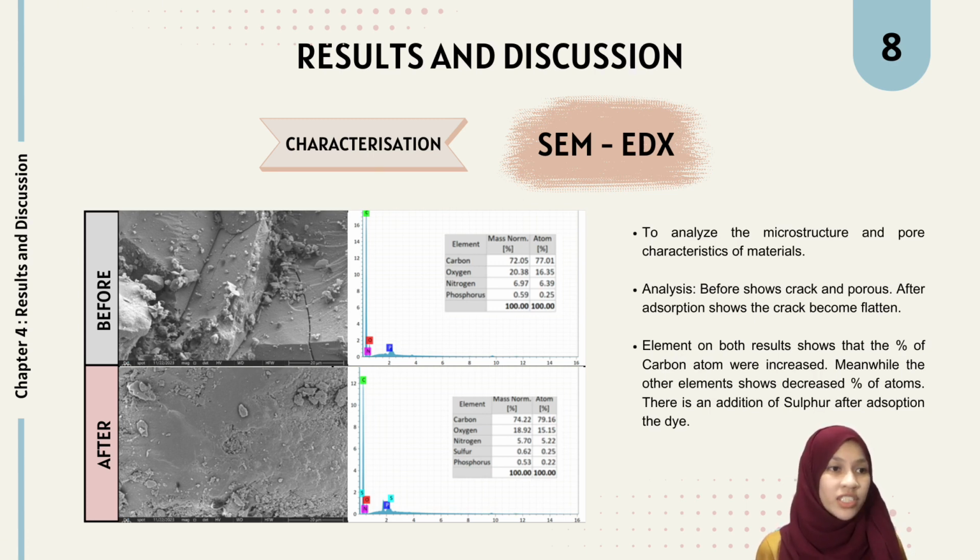The elements in both results show that the percentage of carbon atoms increased. Meanwhile, the other elements show a decreased percentage of atoms. There is also an addition of sulfur after absorption of the dye. This is because sulfur-containing compounds might be present in the dye's molecules.